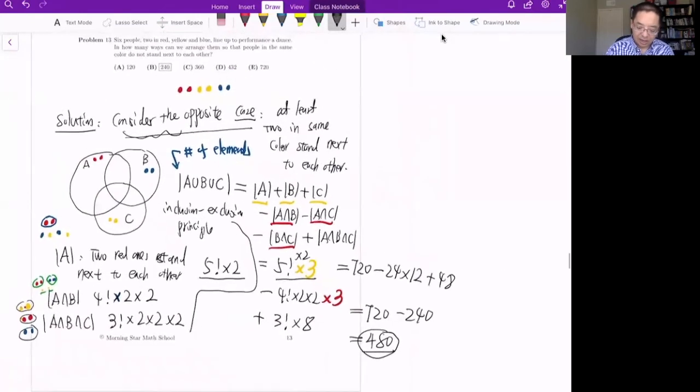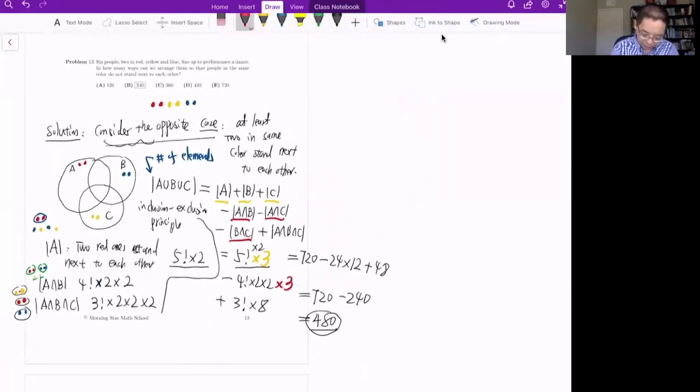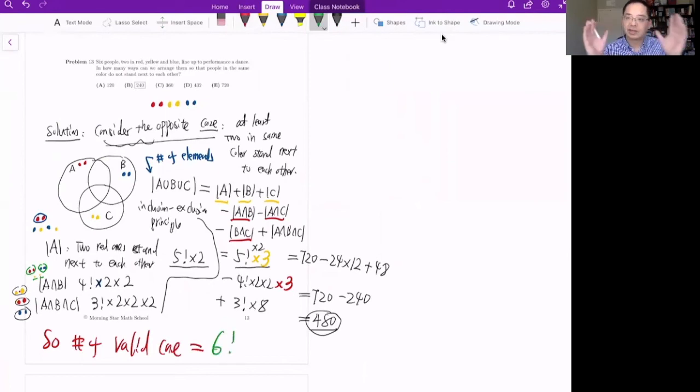All right, so the number of valid cases equals 6 factorial, where we don't consider any restriction, and then you minus the invalid cases, minus this 480. So you basically just go back to the same 480, which gives 240, right? 240.